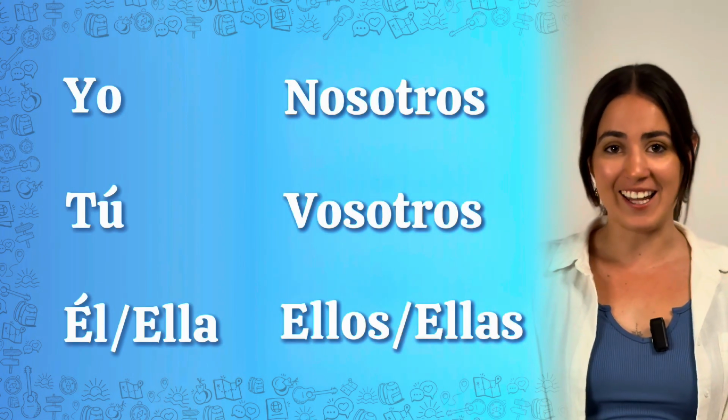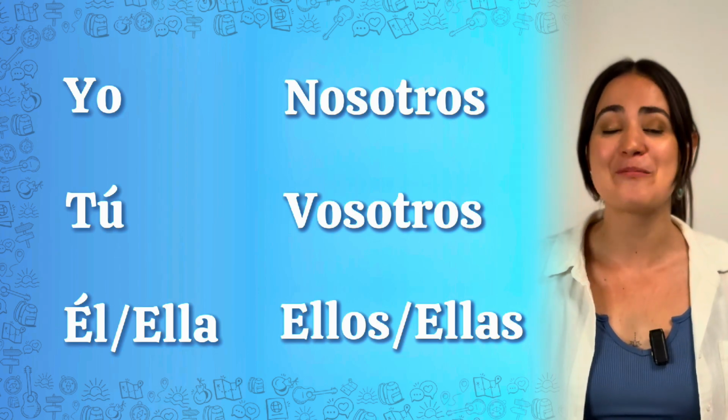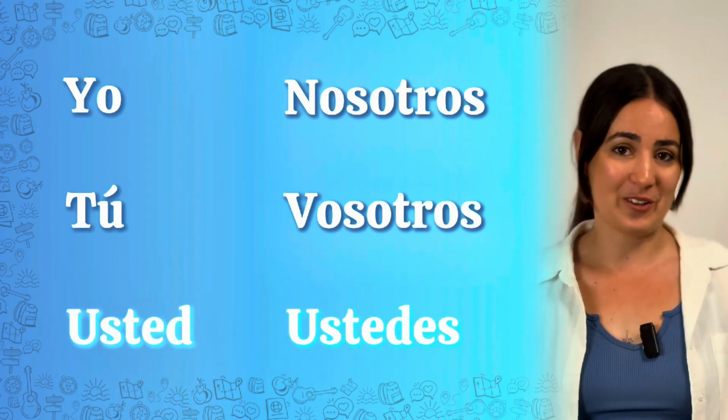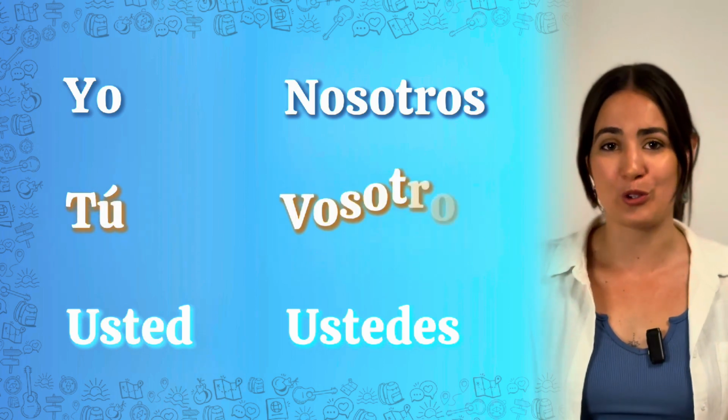So if we were to look at these sets of three again, we will see that usted and ustedes come in these positions here, even though they actually mean tú and vosotros. And that's everything you need to know on subject pronouns.